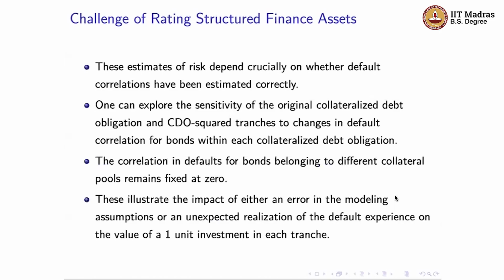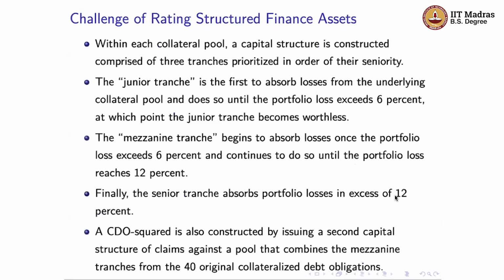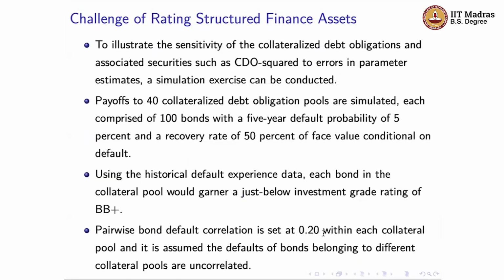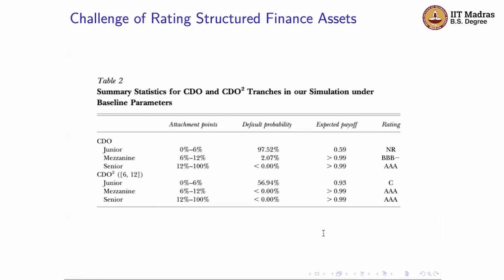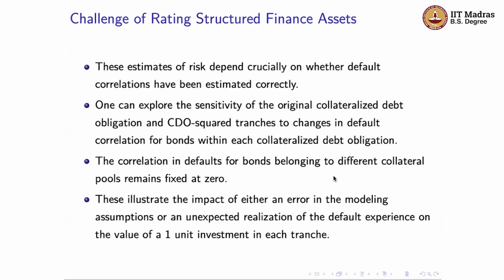Now, this is the crucial point. These estimates of how secure or how safe these assets are clearly depend on whether the default correlations have been estimated correctly. So what you can do as a result of this simulation exercise is play around with those numbers. Instead of assuming what we had assumed in the baseline, which was this 0.20, you can start varying that, and you can see what the effect is on this table, like what the ratings would be as a result of changes in this underlying correlation.